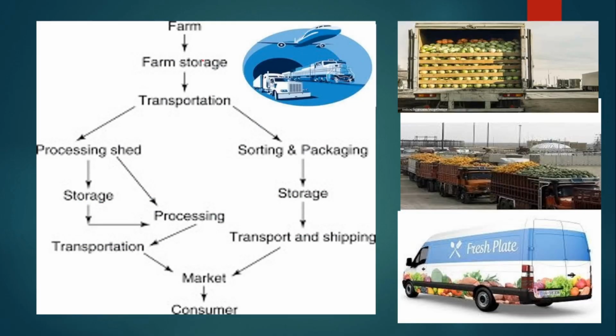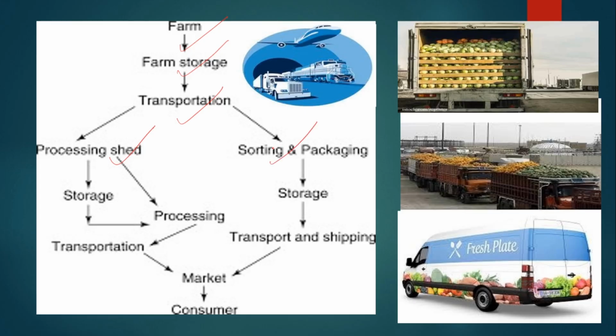This diagram shows the food supply chain from the farm to the consumer, highlighting the key stages where quality control is crucial. First one is the farm. This is the initial production stage where crops or livestock are cultivated. Next, the farm storage: storage at the farm before transportation to maintain freshness and quality. Transportation: moving raw material from the farms to the processing or packaging facilities. Processing set: an area where preliminary processing occurs before further storage or packing.